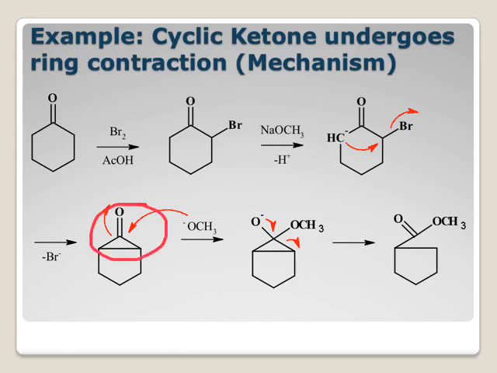So methoxide ion will attack, oxygen will acquire negative charge. Now ring will open up, driving force is negative charge on oxygen atom. So this bond will get cleaved. If you break this bond, then also you will get same product. So we get this 5-membered intermediate, that is cyclopentane derivative having ester group.